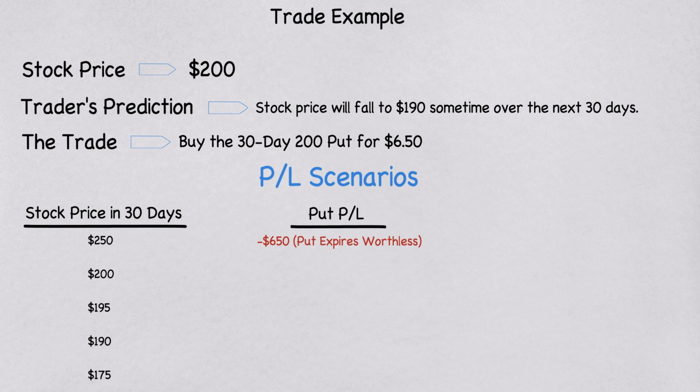Now remember, that put is worthless because with the stock price at $250, there's no value in being able to sell shares at $200. Now if the stock price stayed the same and was right at $200 30 days later, we would also lose $650 because there's no value in using that put option to sell shares of stock for $200 a share since the share price is already at $200 a share. So in that case, there's no value in the option and therefore it will expire worthless.